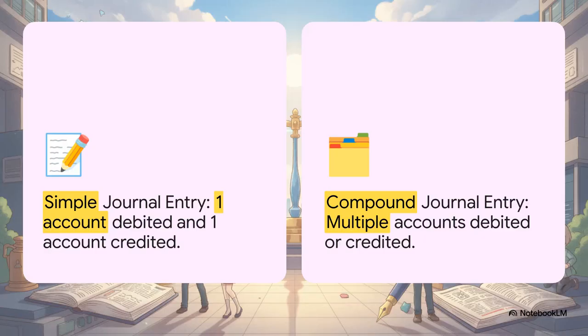When you're recording these, you'll run into two types of entries. A simple journal entry is super straightforward. One account is debited and one corresponding account is credited. But in the real business world, things get a little more complicated. A compound journal entry involves multiple debits or multiple credits. For example, let's say you buy a computer for 22 million dong, but there's a 10% VAT of 2.2 million. You have to debit the equipment account, debit the VAT account, and then credit cash or accounts payable depending on how you paid. The total debits still perfectly match the total credits. You just have more accounts involved.